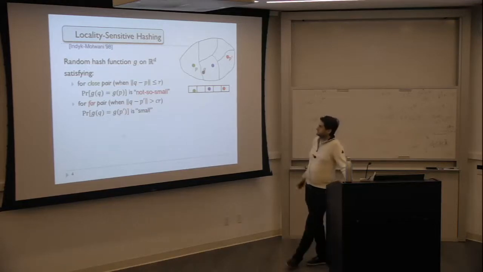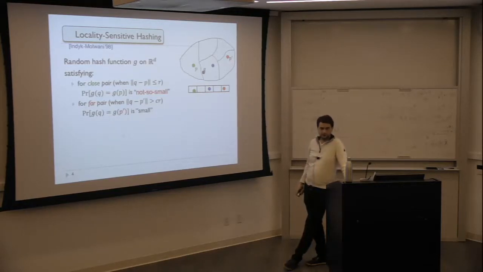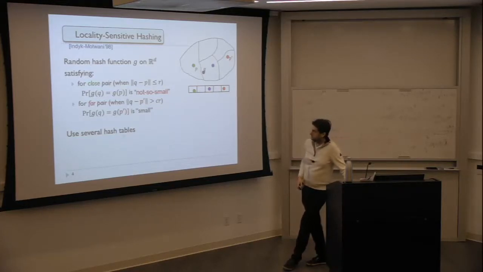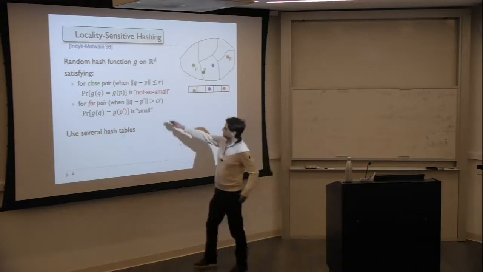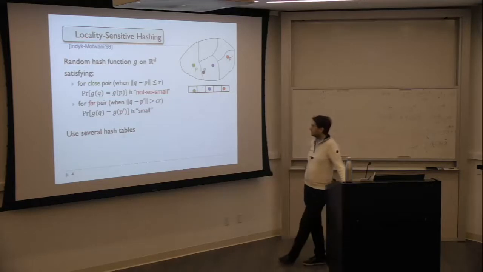Not so small means that perhaps there will be a smaller probability that when the query Q maps into this hash table, we'll actually find our near neighbor in that bucket. So we'll just have to repeat this experiment a few times. We'll build a few hash tables, each with an independent function g. Roughly, the number of hash tables will be one over this not so small, so that it happens with constant probability over all the hash tables.